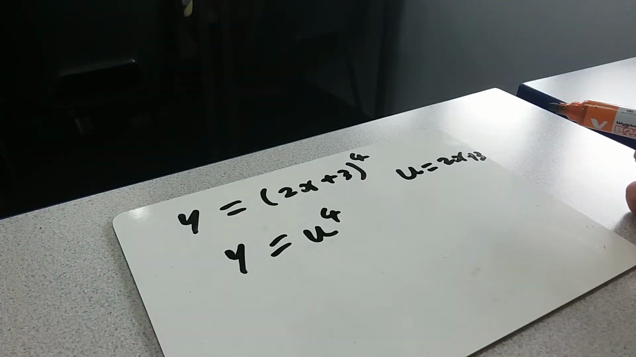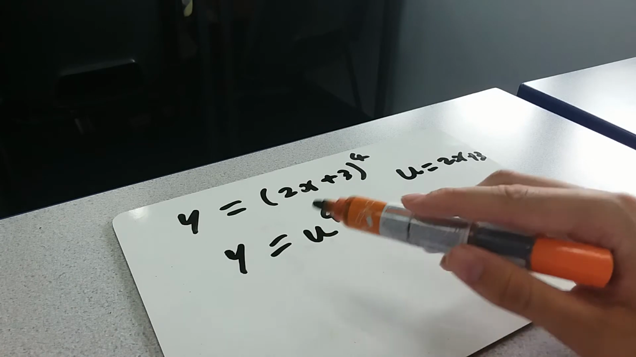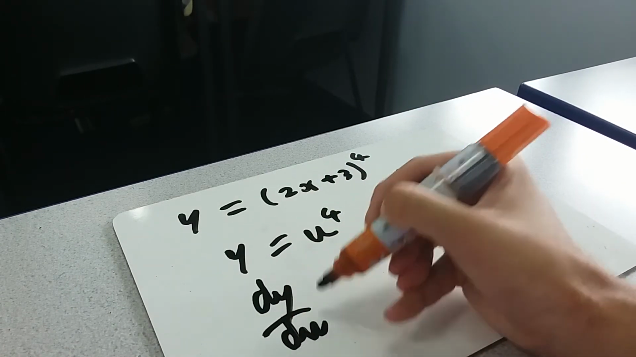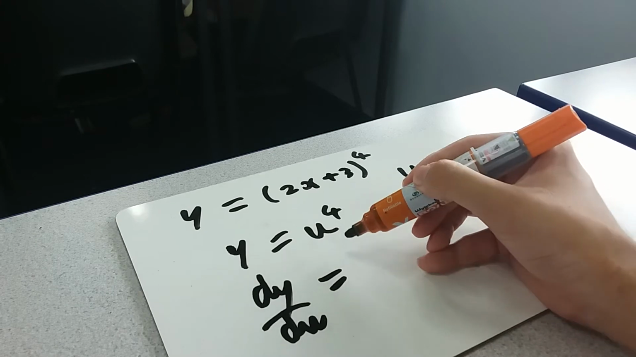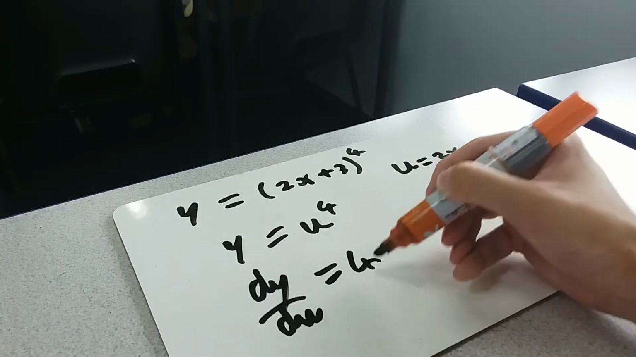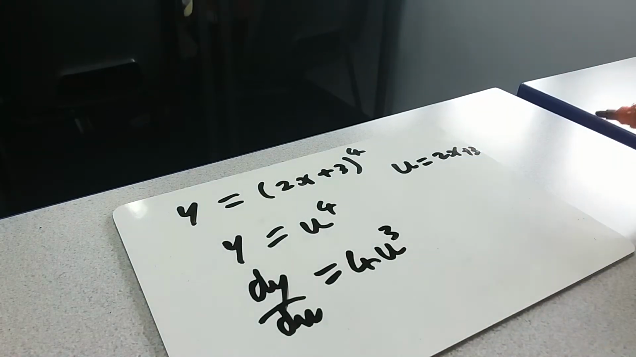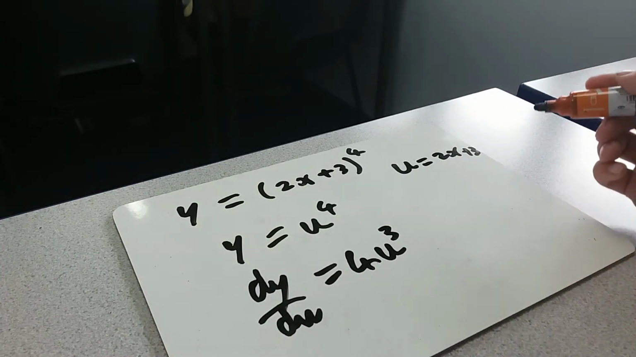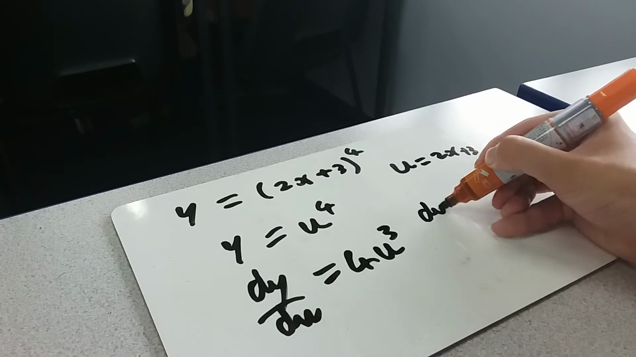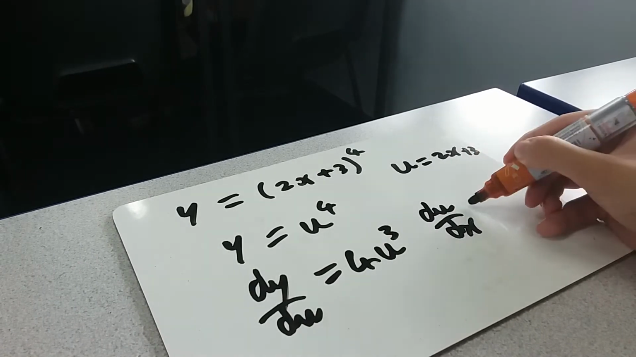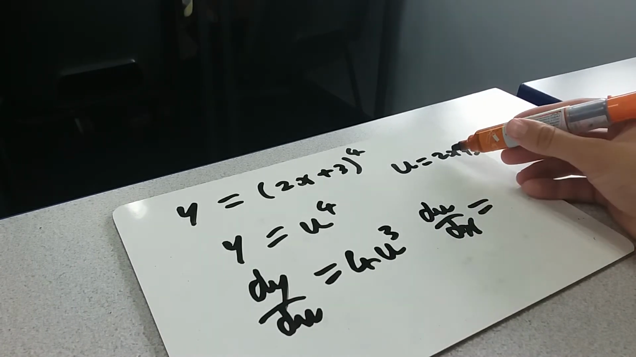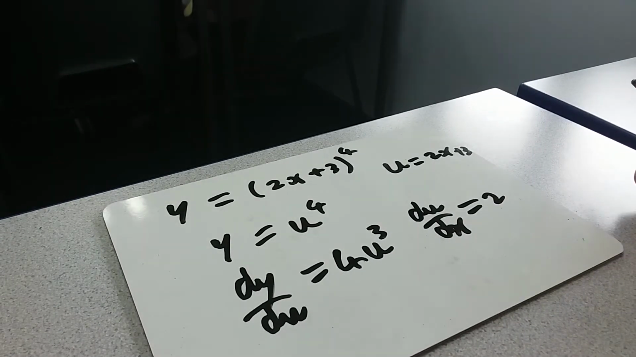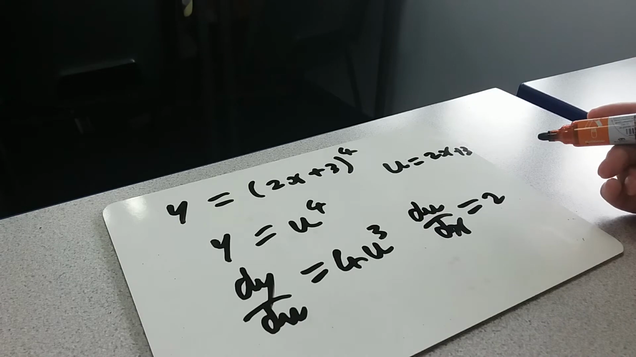With each of these, we could differentiate them. So for instance, on this one, dy du equals, well, times things down by the power, 4u to the power of 3. And over here, we could work out du dx. So du dx equals, well, we're differentiating with respect to x, that goes to 2, and the 3 is just a constant, so it doesn't get to anything. Right, we've got both of those bits.